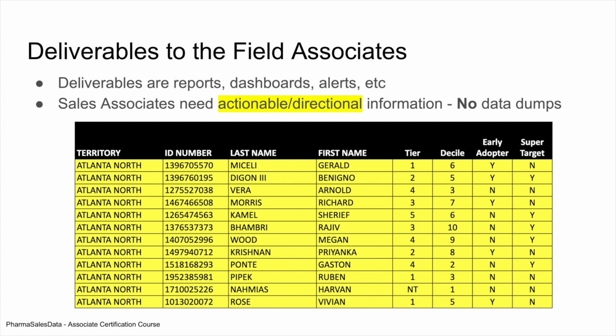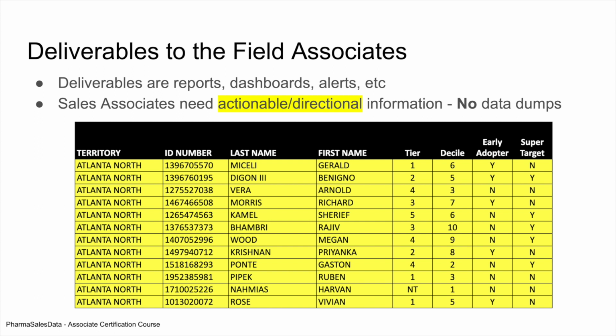What's incredibly annoying is when instead of sending out directional or actionable information, associates and field personnel are sent data dumps. And here's an example right here. So you have Atlanta North, you have your HCPs, your doctors, and you have their ID numbers. And then this deliverable is sending out a tier, a decile, an early adopter flag, and a super target flag. Now, if I receive this as a sales associate, what am I supposed to do with this? This tells me nothing. There's nothing directional here. It's just a dump of data with every type of metric on there that's known by the targeting team.